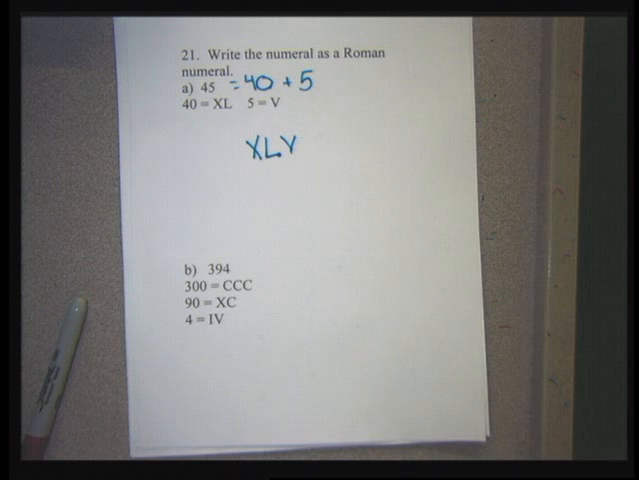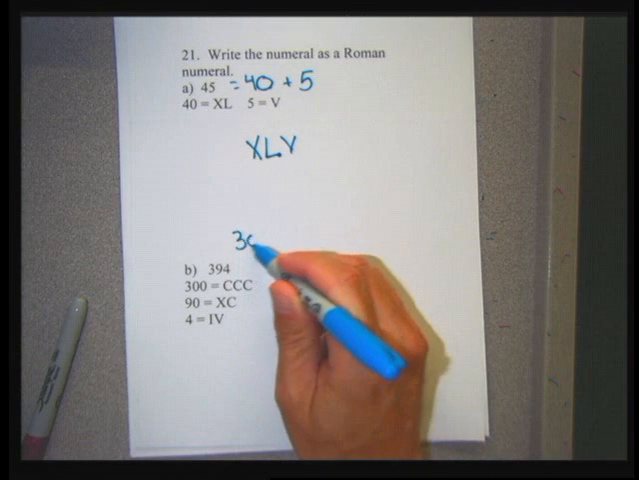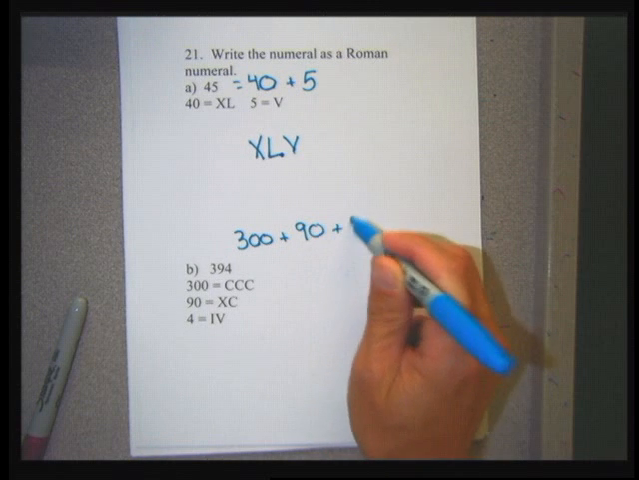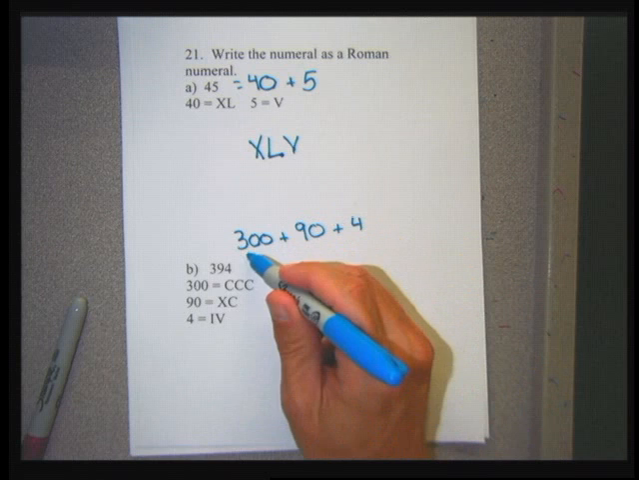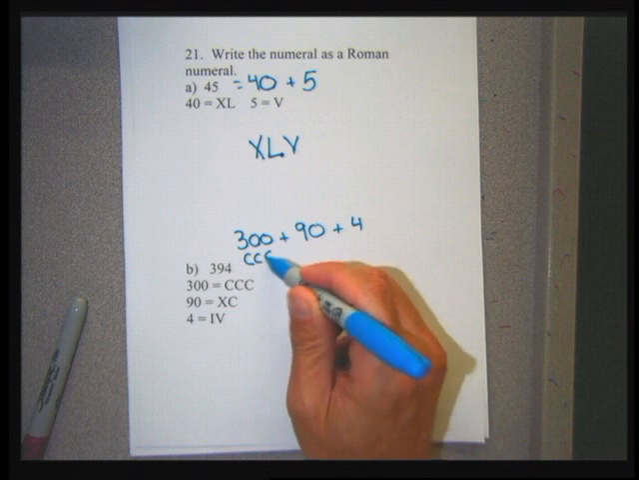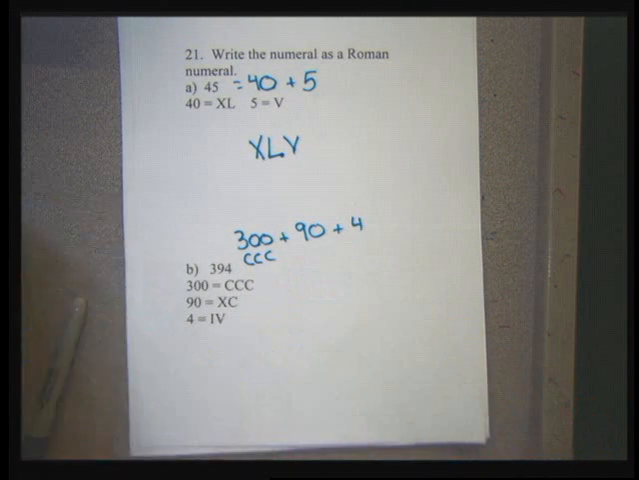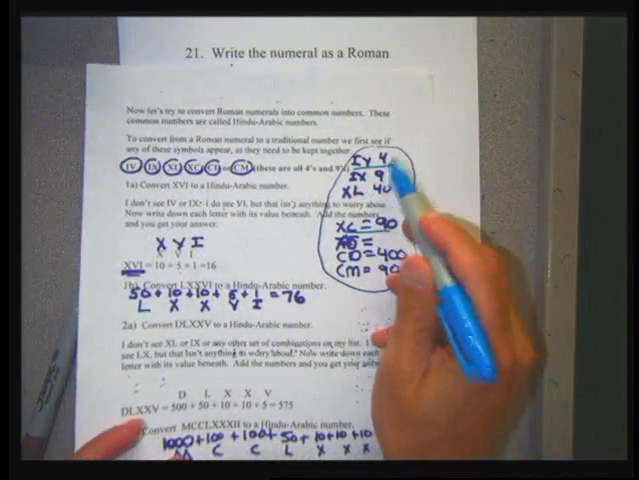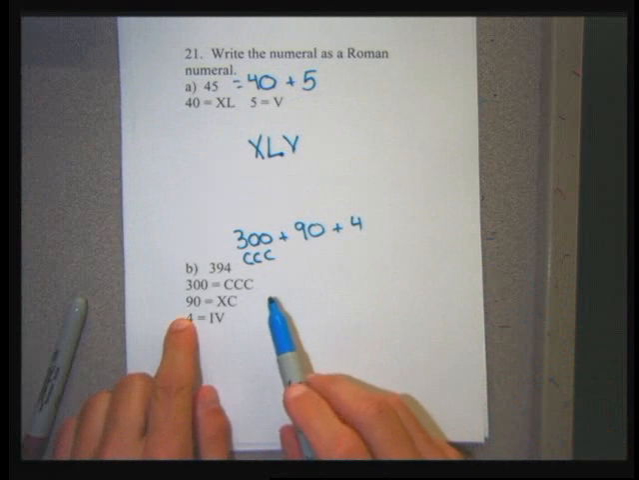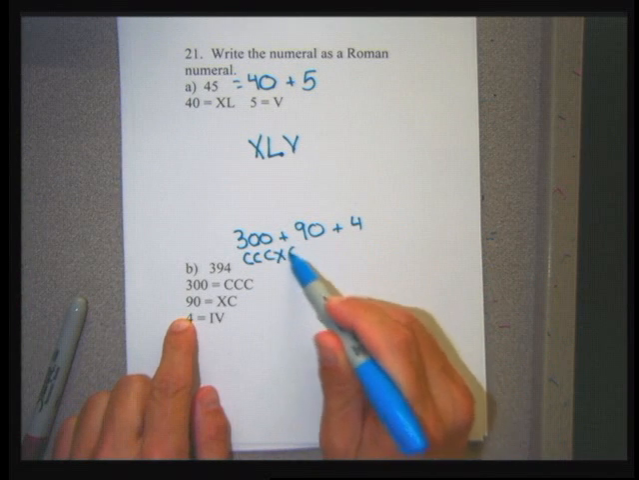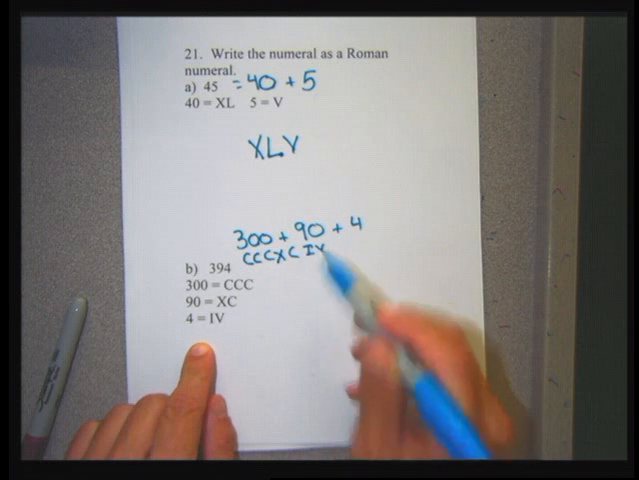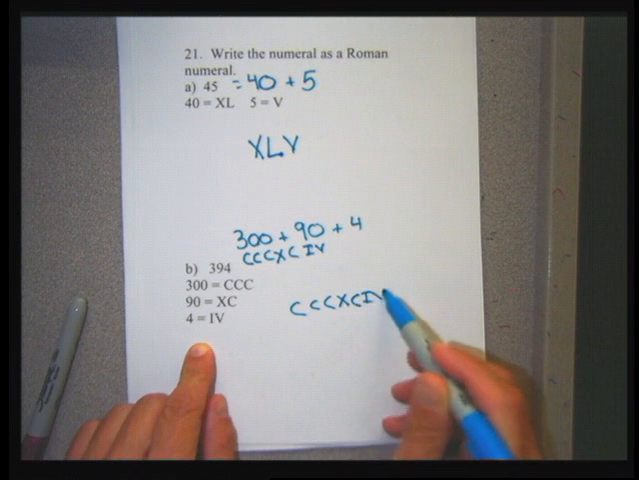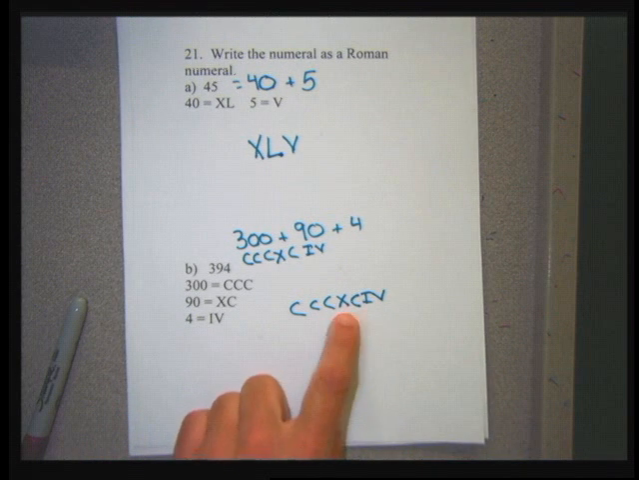For part B, 394, I think of that as 300 plus 90 plus 4. 300 is just 3 C's, so I'm going to write CCC for the 300. 90 is a special one, as well as 4. 90 is XC, 4 is IV. So for the 90 part of this, I'm going to write an XC, and for the 4 part of this, I'm going to write an IV. So 394 should be CCC, XC, IV. There's the 300, there's the 90, and there's the 4.